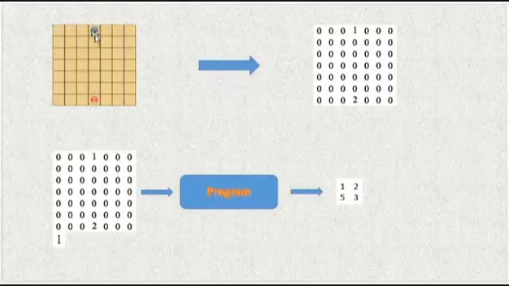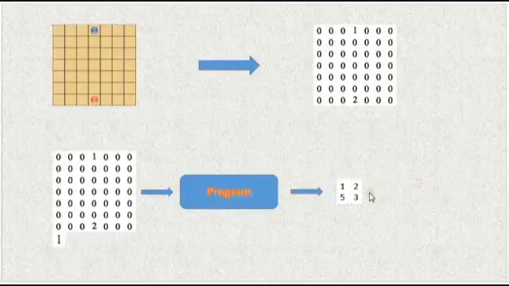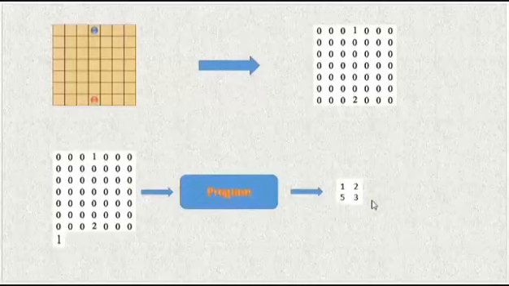Let us assume that your program is going to give some output like this. Actually you should give an output like this: 2 coordinates, where the first one, 1 comma 2, is where your coin should move, and the second one, 5 comma 3, is where your program should remove the block from.